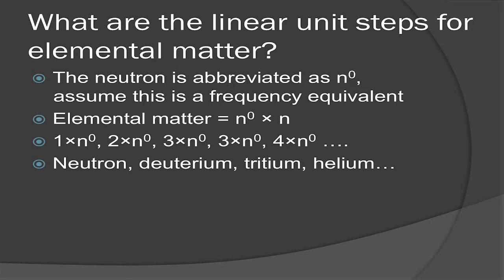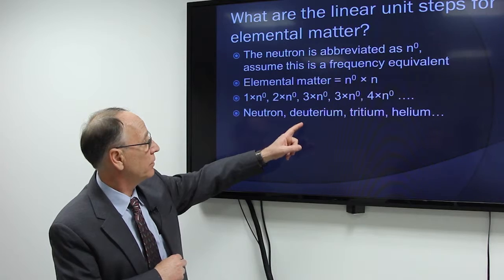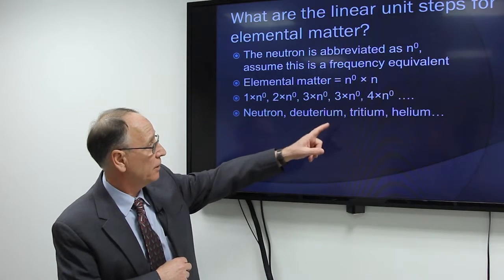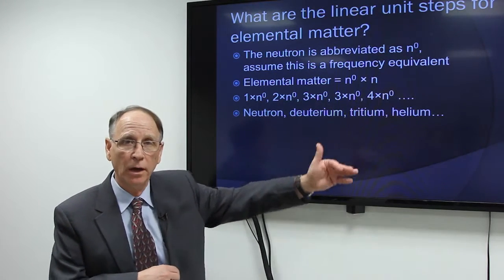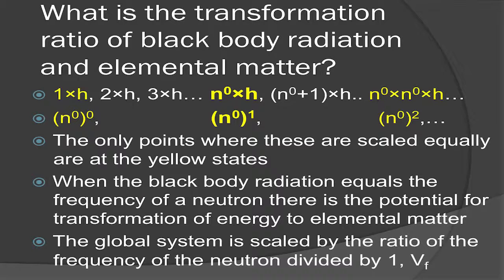So these two critical things in quantum mechanics are exactly the definition of the model. What are the linear unit steps for elemental matter? Well, the neutron is abbreviated as n superscript 0, and assume that I'm talking about the frequency equivalent of the neutron in this lecture. So elemental matter is related to integer numbers of neutrons or nucleons. 1 neutron is 1 neutron. 2 nucleons is deuterium. 3 nucleons is tritium. And 4 nucleons is helium, and you can go on. So here's another example of where you just have a consecutive integer series.